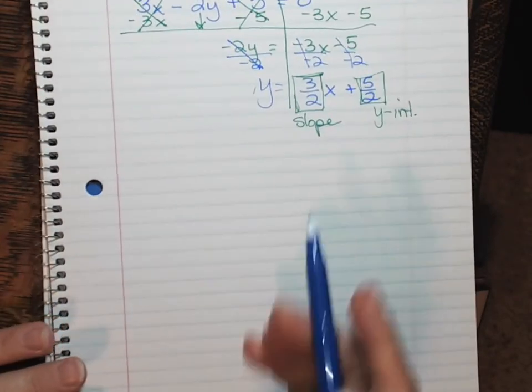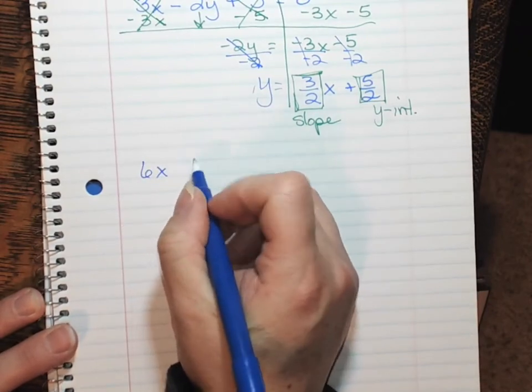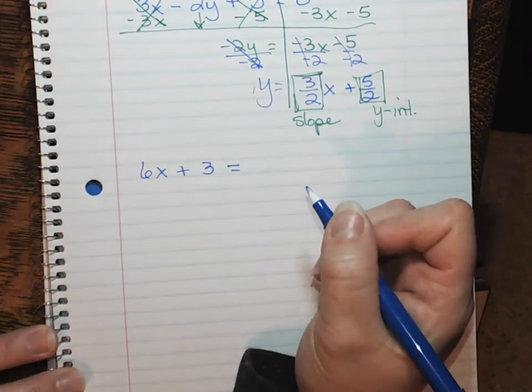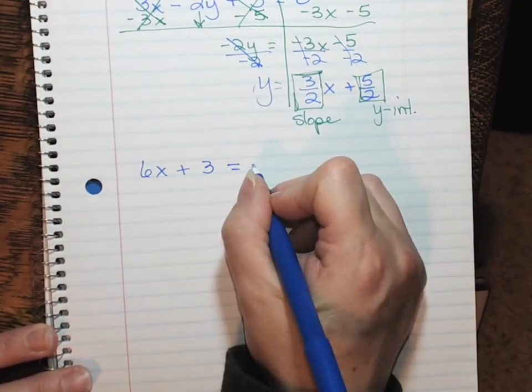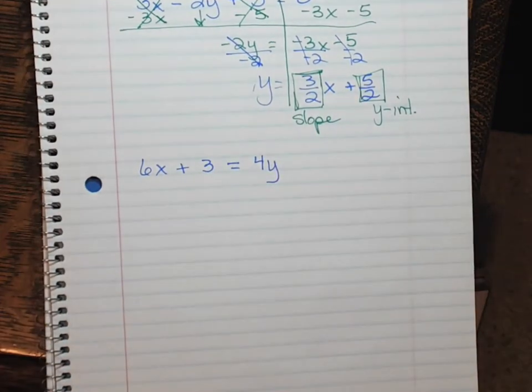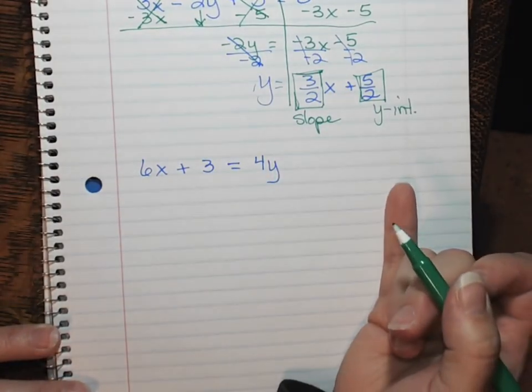Okay, another example. Maybe I have 6x plus 3 equals, let's go with, 4y. Well, shoot. This one, I have the 4y alone already, but it's not in an easy way for me to associate it with that y equals mx plus b. It's like flipped around. Okay, but I have the y alone, so I'm already halfway there.